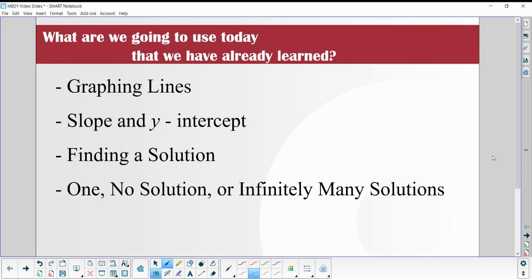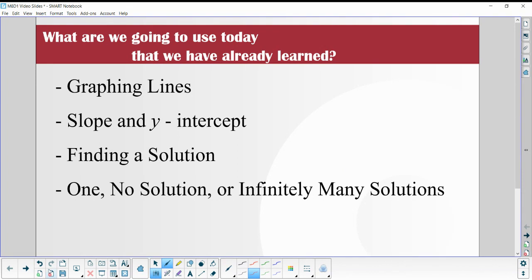Go through what we did in class again today. The one thing to remember when solving systems of equations, particularly by graphing, is that you've done all of the steps to do it before. You've graphed lines. You know what the slope and the y-intercept are. You know how to find a solution to a system of equations. And you've seen places where we have one solution or no solutions or infinitely many solutions. So all we're doing is putting it together in a new way.